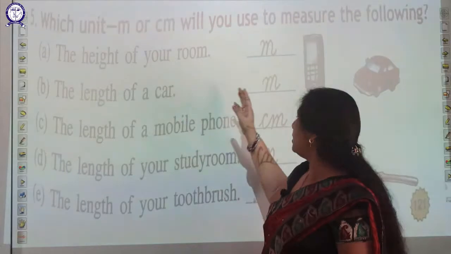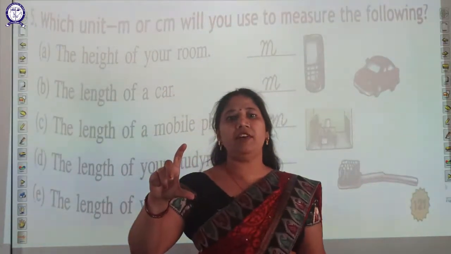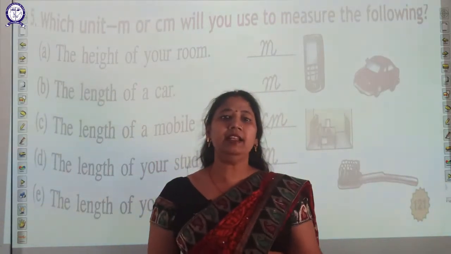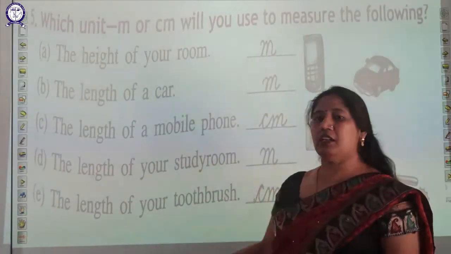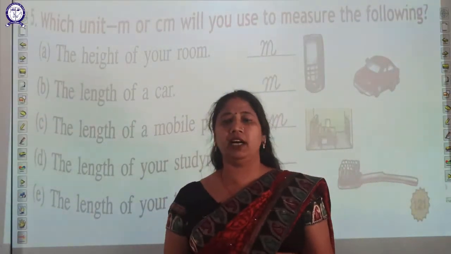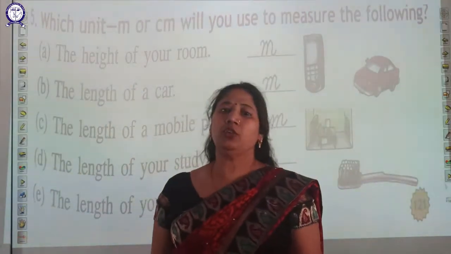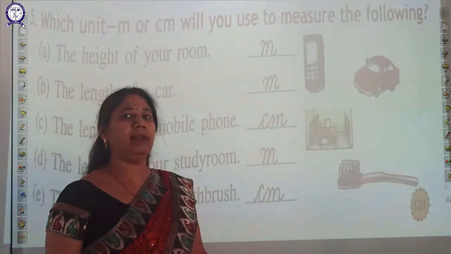Length of a car, also in meter. Length of a mobile phone. This is in our hand, so it is handy. It is measured in centimeter. Length of your study room, that is also measured in meter. Length of your toothbrush, that is in our hand, so it is a handy object, so that is measured in centimeter.